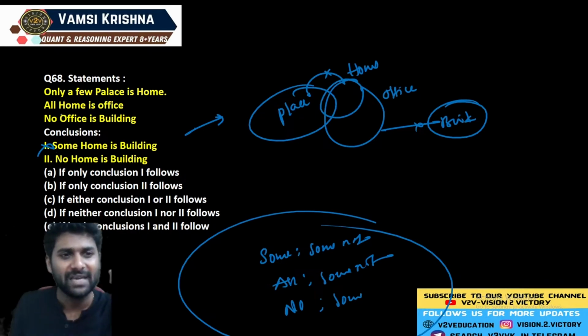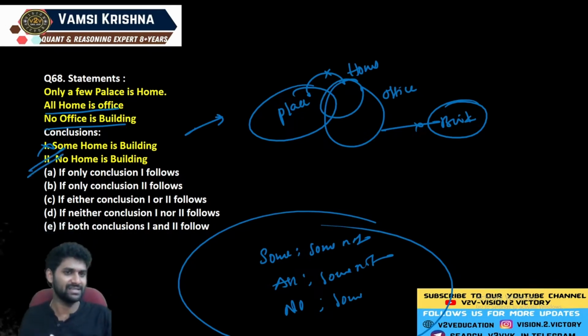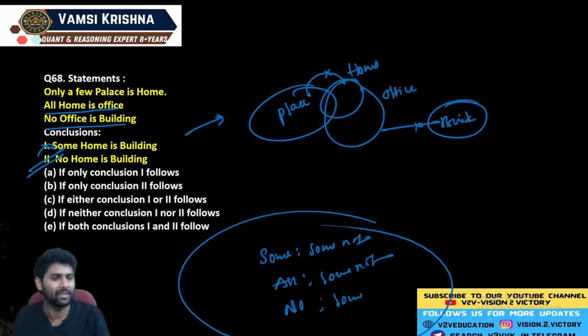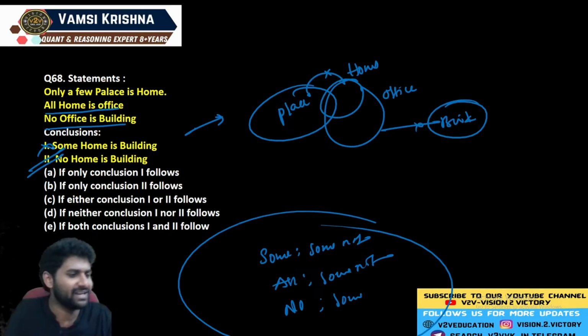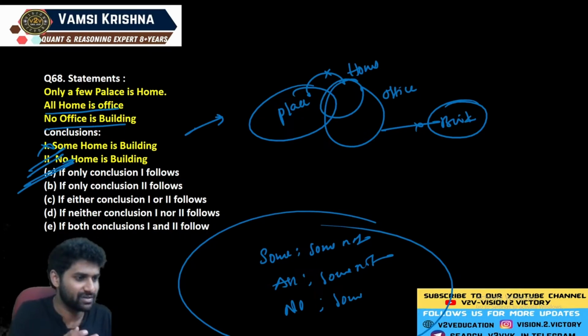But my question, guys: if all home is an office, no office is a building, definitely no home is a building is a valid relation. It's a valid one. When you choose either or, both the options must be wrong. All home is an office, no office is a building means definitely no home is a building. It's a right relation. You can't get an either or case. It's only one conclusion. That's why I discussed this question.